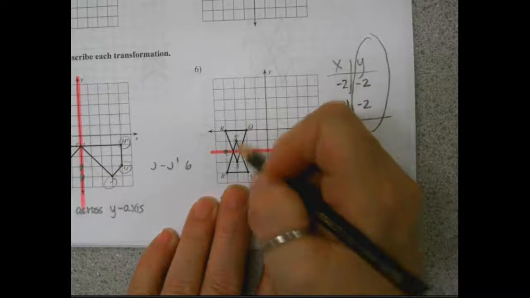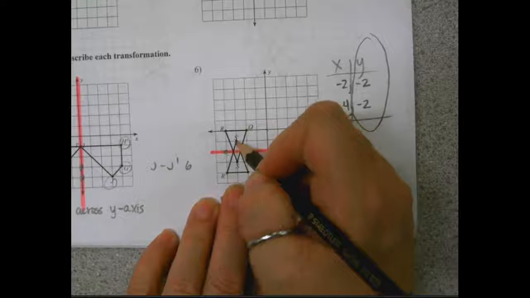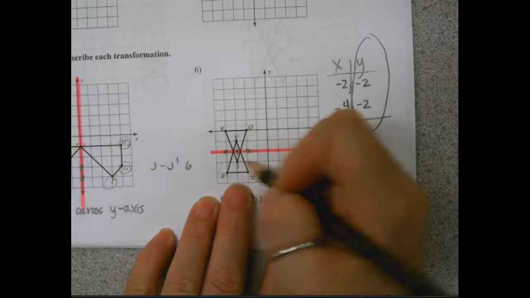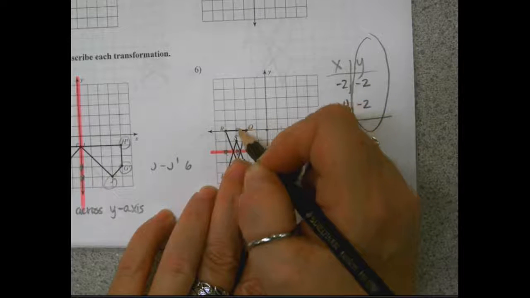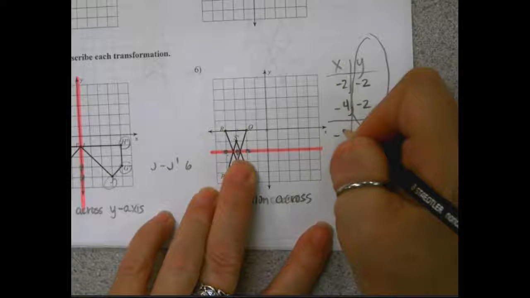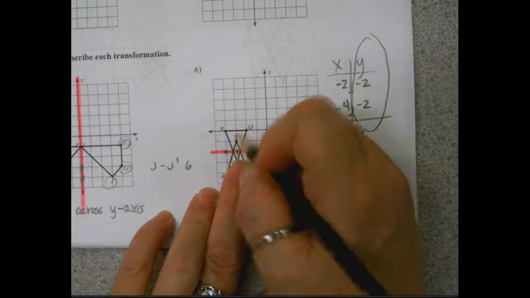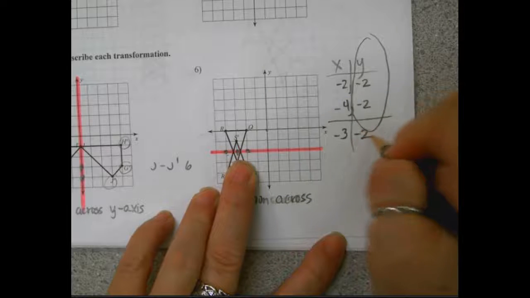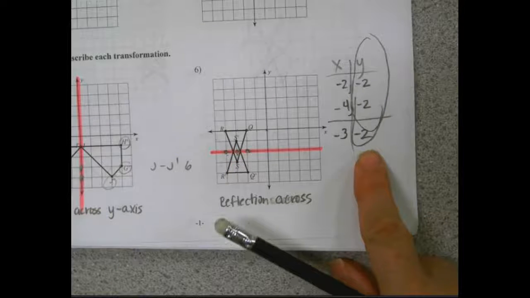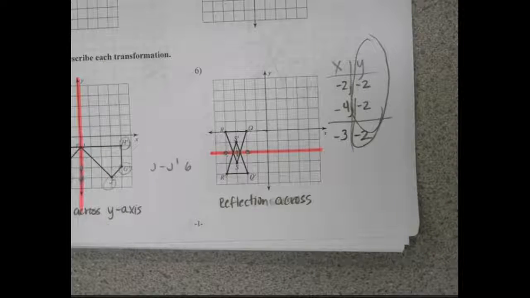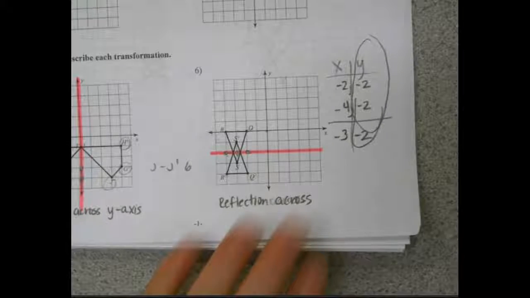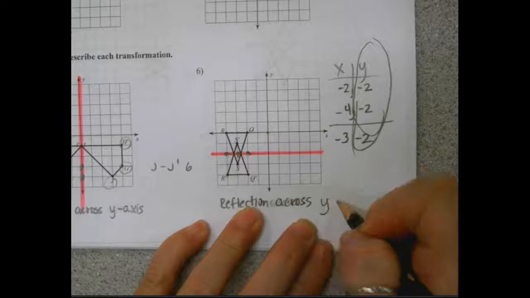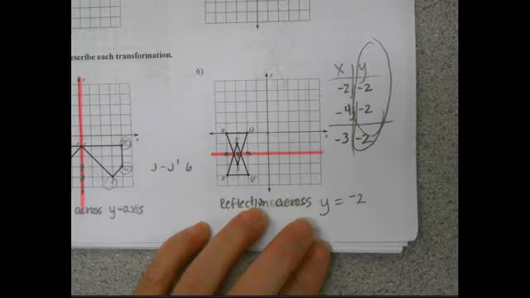Here's from S to S prime. 1, 2. What's half of 2? 1. That puts it here. So what's that ordered pair? From my point of origin, I'm going left 1, 2, 3. So X is negative 3. And I'm going down 1, 2. Y is negative 2. Again, another negative 2 in my Y. So what is my line of reflection? What does Y always equal? No. What does Y always equal? Negative 2. So my reflection is across Y is equal to negative 2.